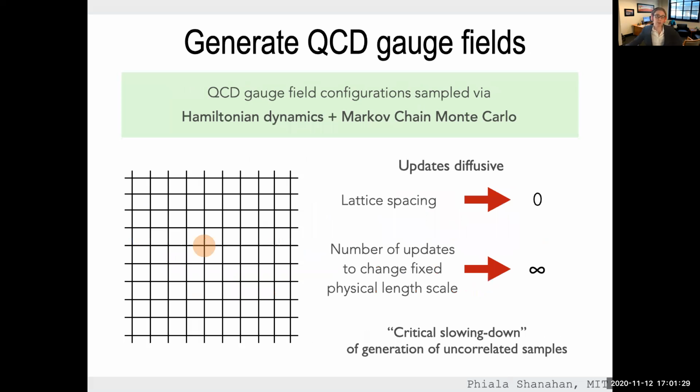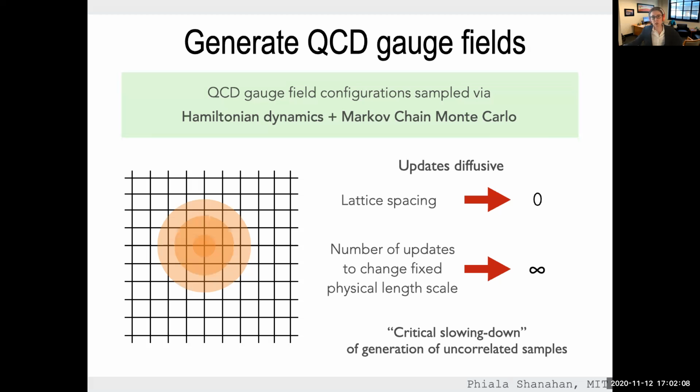So a particular challenge with this is that these updates are, in a sense, diffusive or close to local. So you can think that if you're trying to update physics to generate independent configurations on some physical length scale, say the size of a proton, then as the lattice spacing becomes fine, the number of steps you need to take to decorrelate physics on that fixed scale diverges. So you need to do more and more updates to affect the correlations on that scale. So this is a manifestation of critical slowing down in this context. And this is a particular computational challenge.